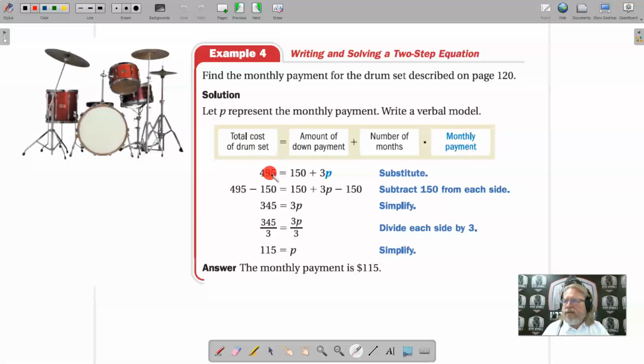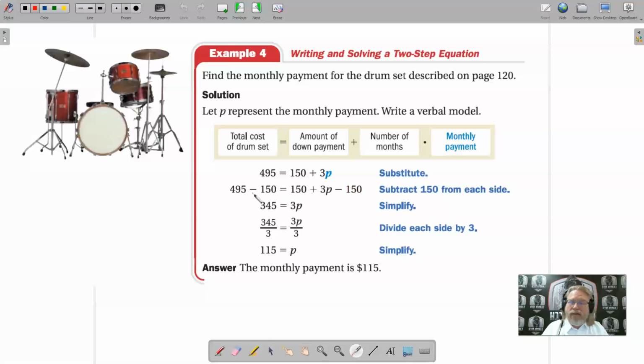The total cost of drums is $495. The amount of our down payment was $150. The number of months that we are paying on this is 3 months. And what we don't know is what our monthly payment is. That's going to be represented by the variable P. So we first need to get rid of this 150 here because it's tied to the 3P, right? So it is a positive 150, so we're going to subtract 150.